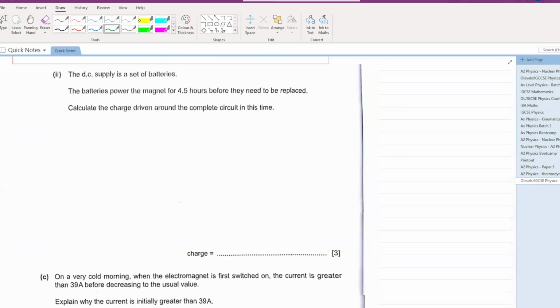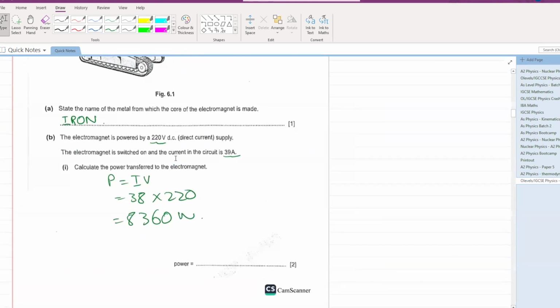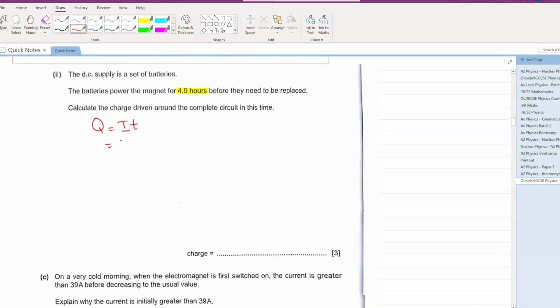The DC supply is a set of batteries. The batteries power the magnet for 4.5 hours before they need to be replaced. Calculate the charge driven around the circuit. Charge Q is equal to current into time. What is the current in the circuit? Current is 39 amperes, multiplied by the time, that is 4.5 hours, multiplied by 60 minutes in each hour, multiplied by the seconds in each minute. 39 into 4.5 into 3600.